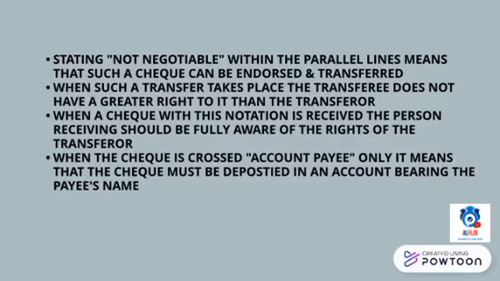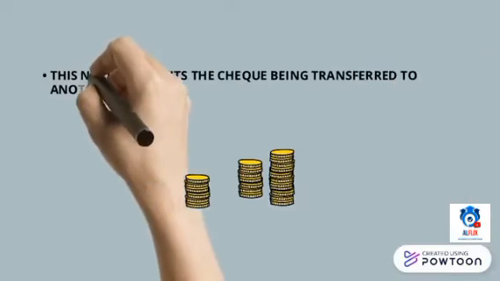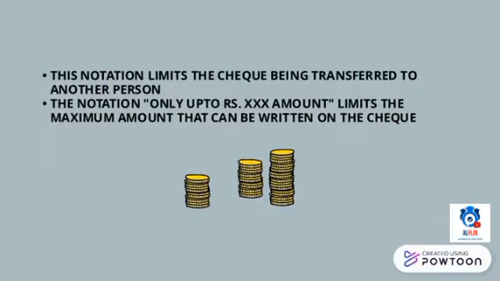When the check is crossed "account payee only", it means that the check must be deposited in an account bearing the payee's name. This notation limits the check being transferred to another person. The notation "only up to rupees" limits the maximum amount that can be written on the check.